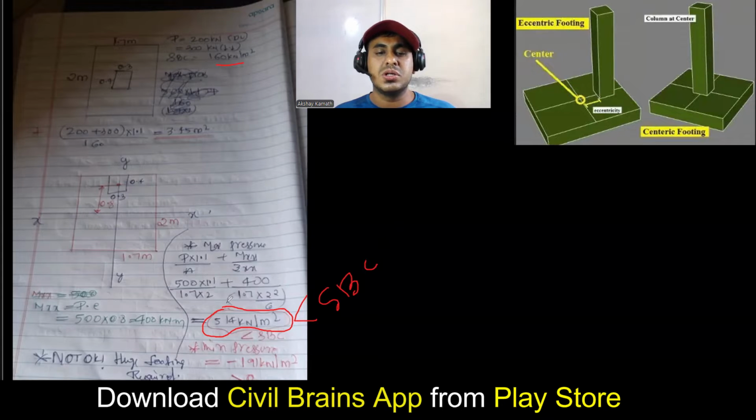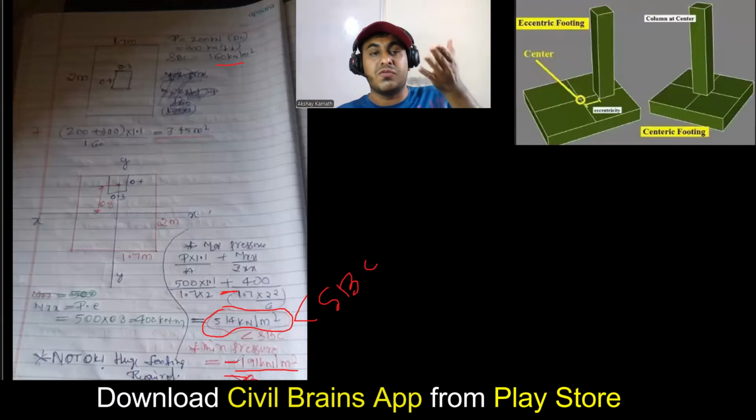Come to the minimum pressure. If you do this minus, you'll get minus 191 kilonewton per square meter. We know that minimum pressure should be greater than 0, but in our case, it is coming minus. It means there is an uplift. What do you understand by minus? Minus means there is an uplift in your footing.